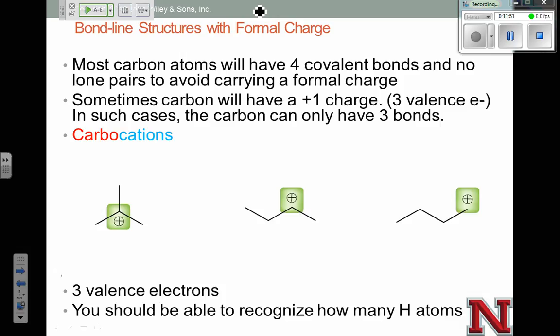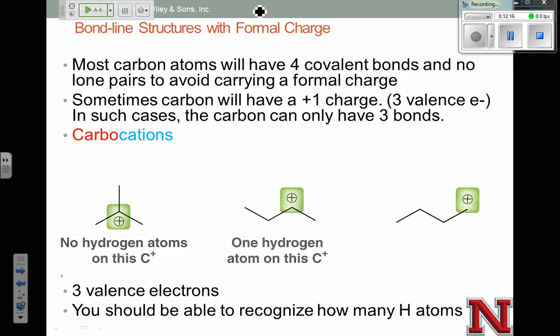So this is what our carbocation looks like, and you should recognize how many hydrogen atoms it has. Again, carbon will unlikely ever carry a positive 2 or positive 3. It's positive, it doesn't want to be more positive. In fact, this carbocation we talk about like it exists, but it's actually not even able to be measured. So it's not even measurable.